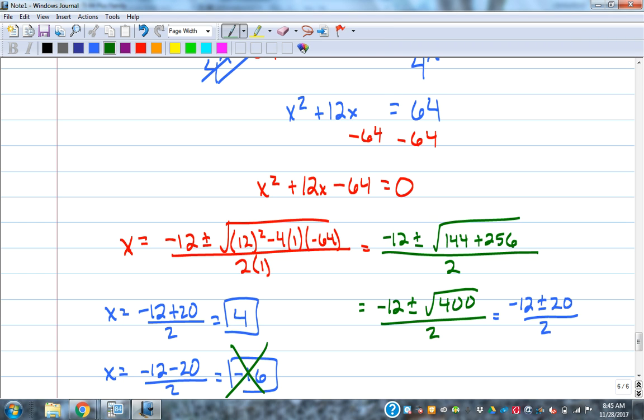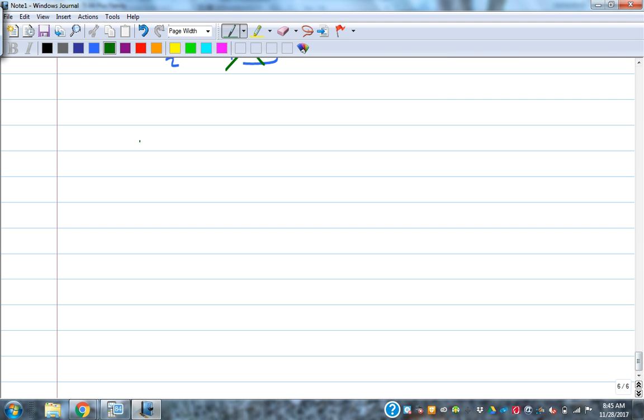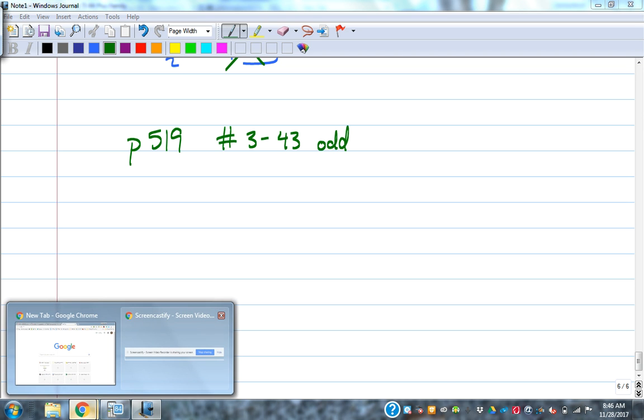All right, do a little practice with that. It's on page 519, 3 through 43. And we'll just do the odd ones. Some of them take a little while. Some of them are really fast problems. And some are not quite as quick, but that'll get you some good practice for that material.